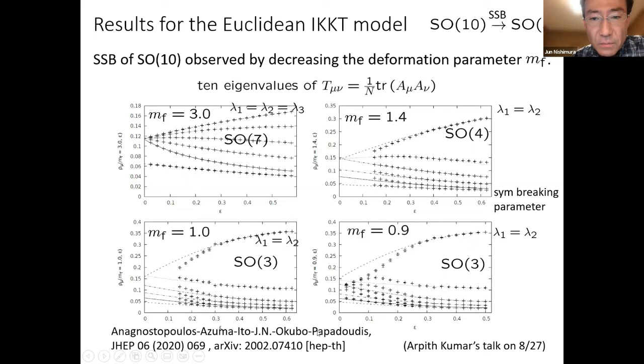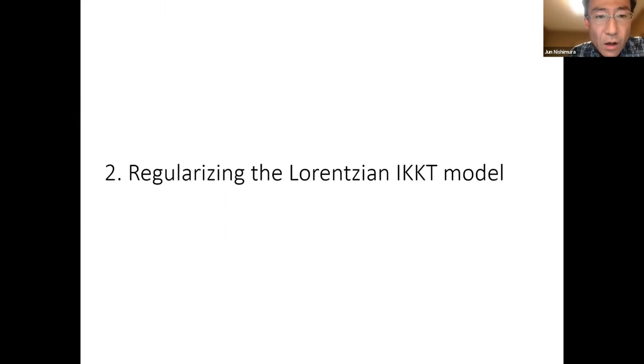This is the result of this paper, and we concluded that the SO(10) symmetry of the Euclidean IKKT model is spontaneously broken down to SO(3). This has been predicted earlier by the Gaussian expansion method, and our numerical results seem to confirm this prediction. And there was a very interesting talk by Arpit Kumar last Saturday, and I also saw it on the video because I couldn't attend it.